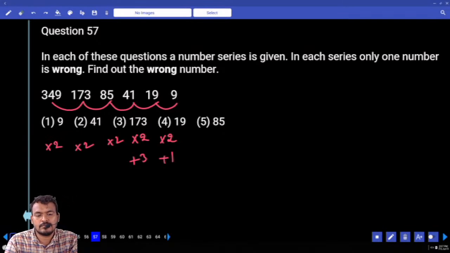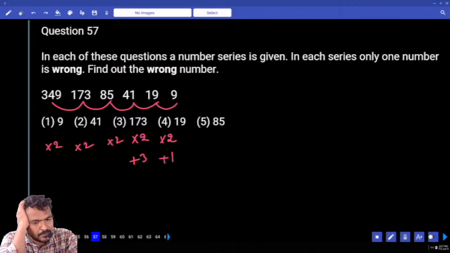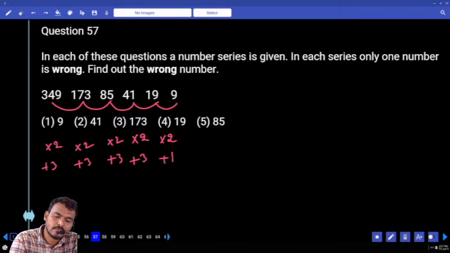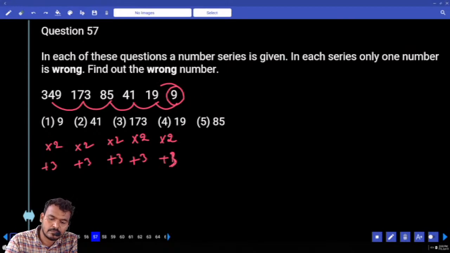85 2s are how much? 130. Sorry, 41 2s are 82, plus 3 how much? 85. 85 2s are 170, plus 3, 173. 2 times, 346 plus 3. Means every value plus 3, or not? Means obviously wrong number is 9, or not? Last number is wrong number, or not?